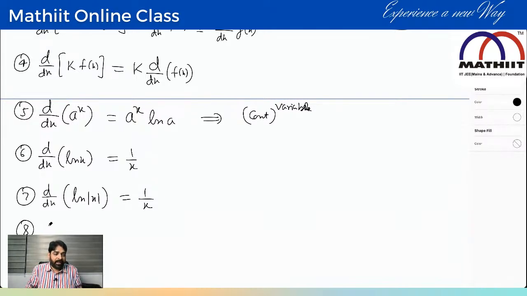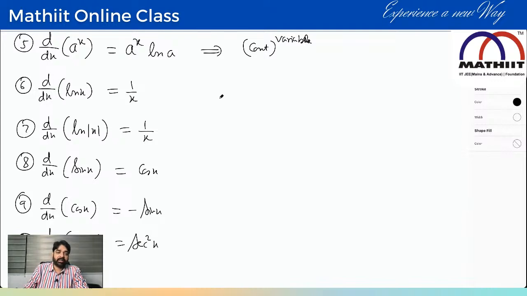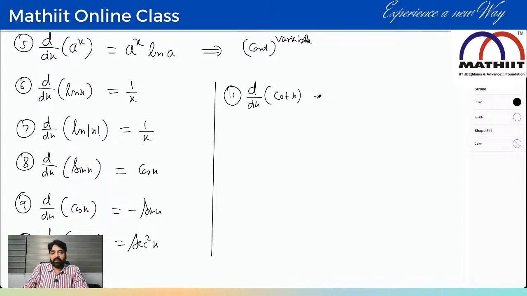Next one, now I'm coming to trigonometric functions. d/dx of sin x is always equal to cos x. Keep on writing, I'm not going to spend much time. d/dx of cos x, I hope everybody knows, is minus sin x. These are basic formulas, even at night 2 o'clock you should remember. d/dx of tan x is secant square x. Next one, d/dx of cot x is always minus cosecant square x.